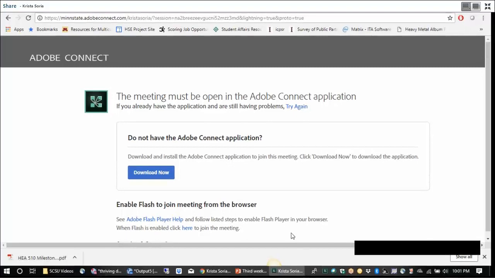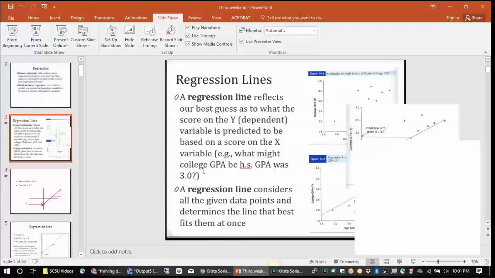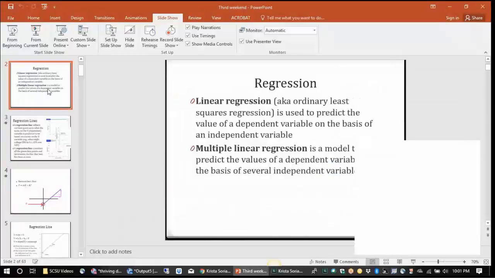Today we're going to be talking a little bit about linear and logistic regressions. A logistic regression on face value is just like a correlation. We're actually predicting the value of a dependent variable on the basis of an independent variable. Multiple linear regression does the same thing, but it predicts the values of a dependent variable on the basis of several independent variables. I like to talk about it like correlations in the presence of other correlations.